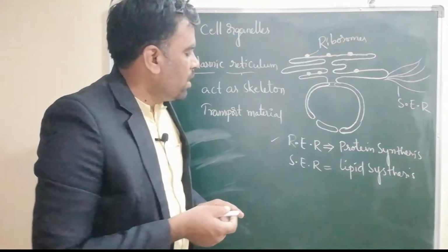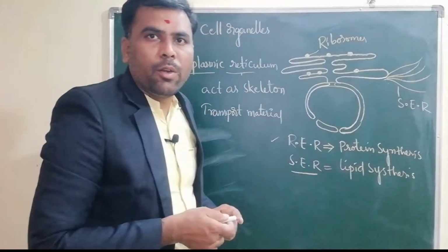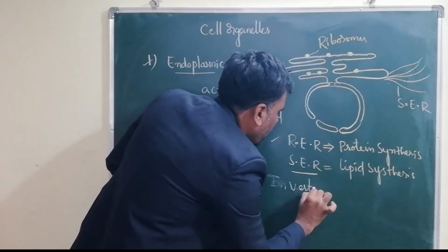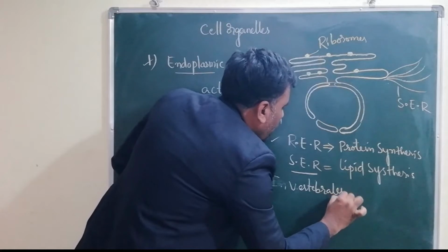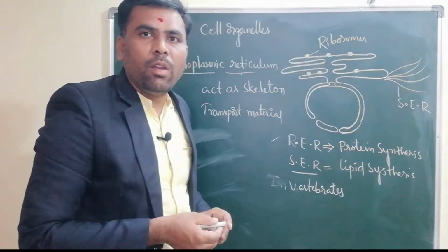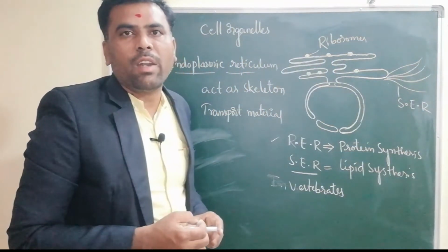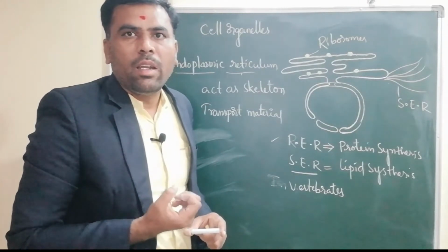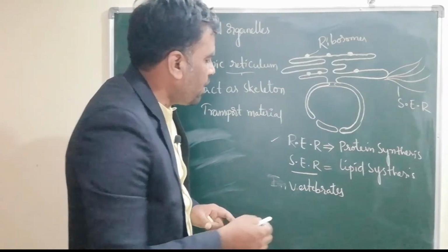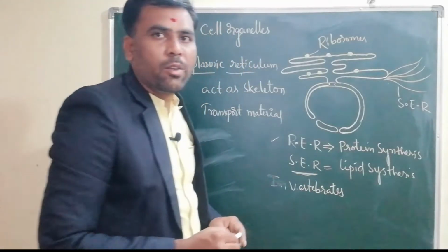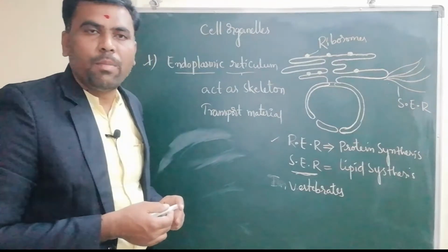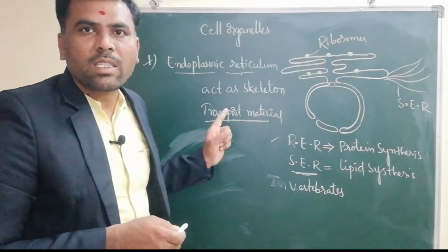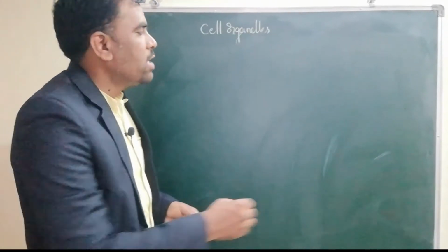Whatever materials are prepared by the rough and smooth endoplasmic reticulum are transported to different parts of the cell. The SER plays a very important role in vertebrates. It detoxifies wastes in the liver, substances like drugs and pesticides. Many toxic materials are detoxified in the liver with the help of the smooth endoplasmic reticulum. The main function of the endoplasmic reticulum is to transport material from one part of the cell to another. Now let's see lysosomes.